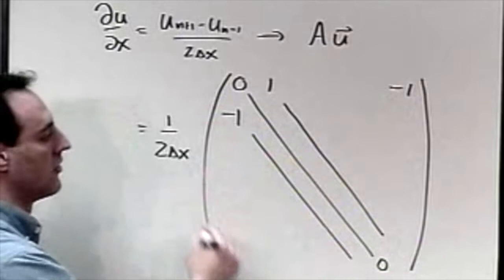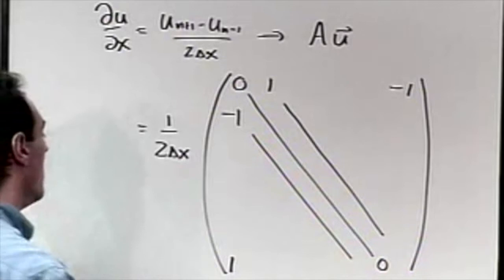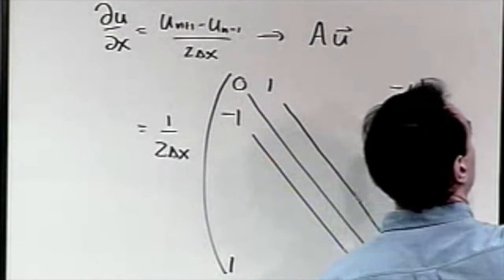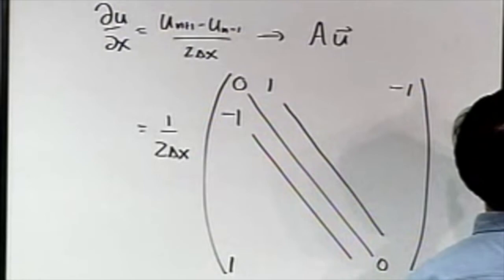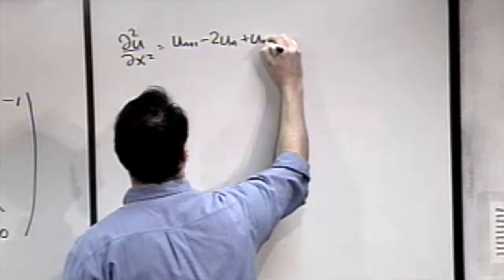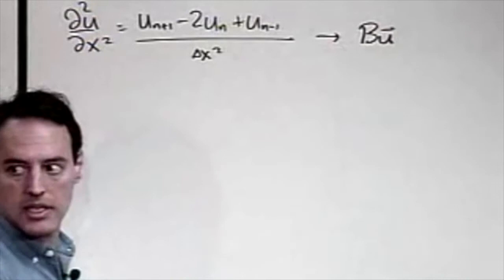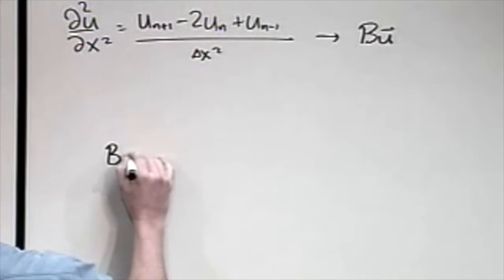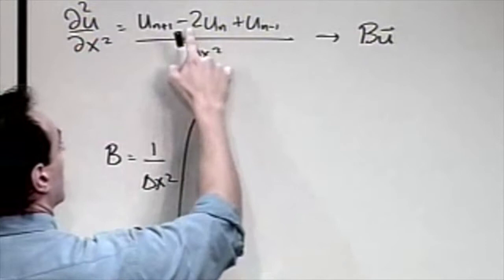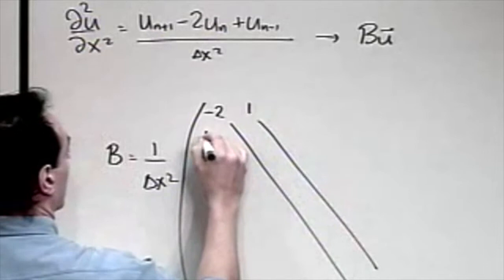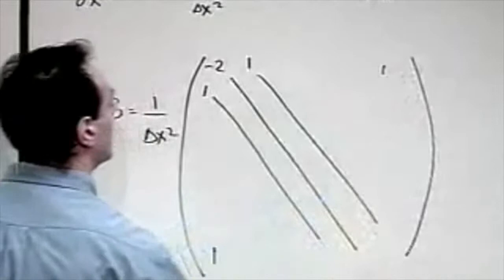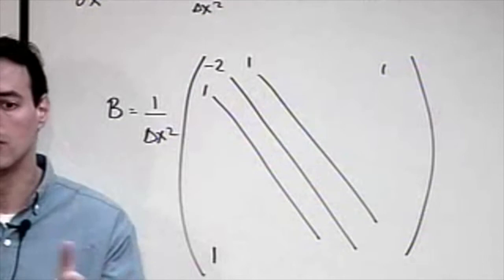Okay? But we also need two derivatives in x, which is point in front minus twice the current point plus point behind, all over delta x squared. And let's call this second derivative matrix B. And B looks something like this: 1/(delta x squared), negative 2 along the diagonals, 1 on the up diagonals and the bottom diagonals, 0 everywhere else, and then periodic boundary conditions gives us that. Okay? So these are the two matrices we need. Why do we need them? Well, when we do the iteration schemes, we're going to calculate these things here.